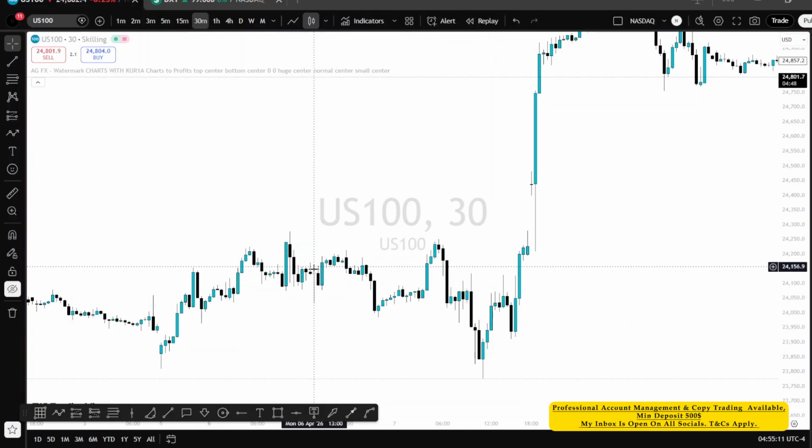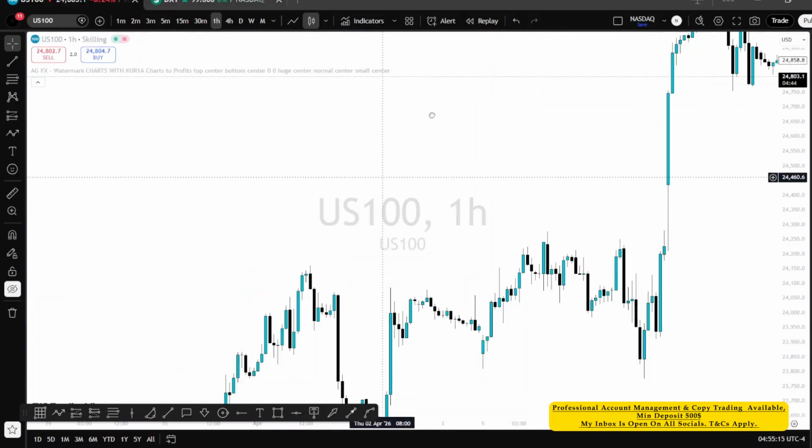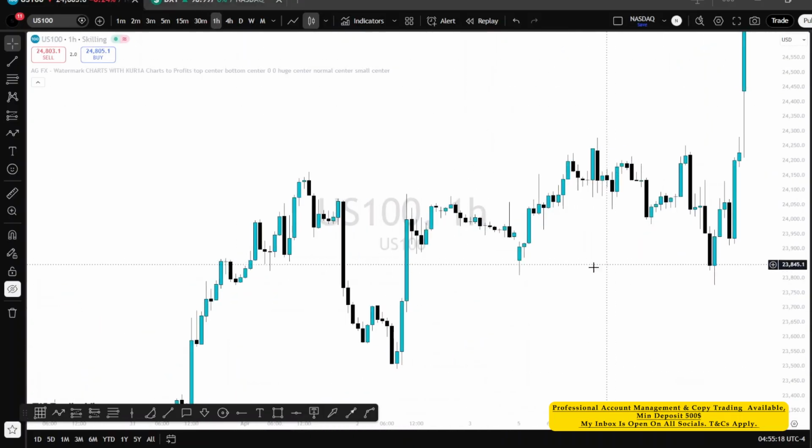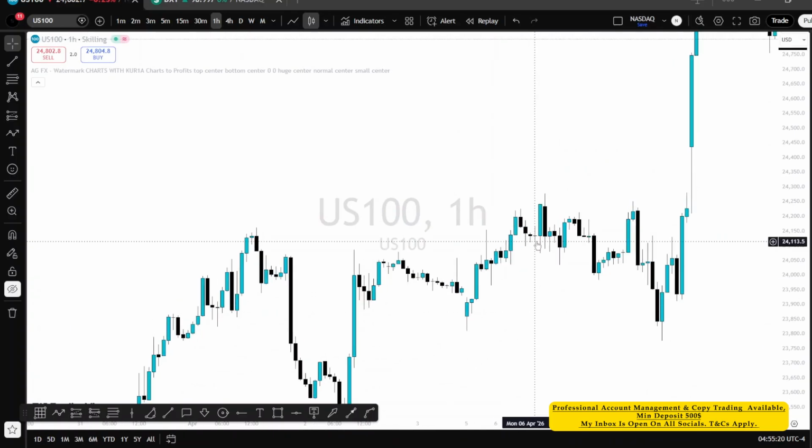So this was still giving me more confidence that we are still going to displace to the upside. I was still very confident that price was going to be bullish. Where is it? Where's that 1 p.m. candle? So yeah, this is the candle.